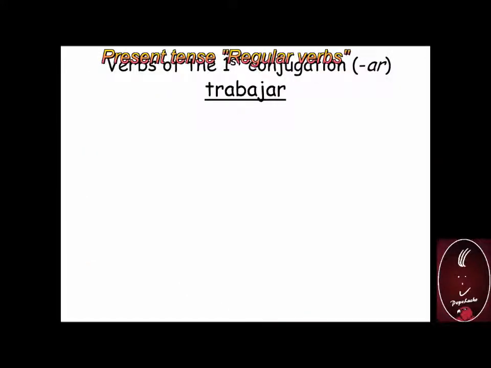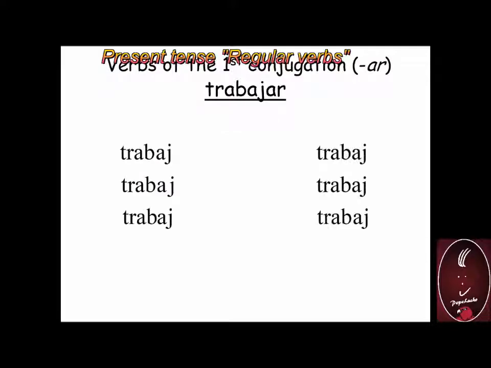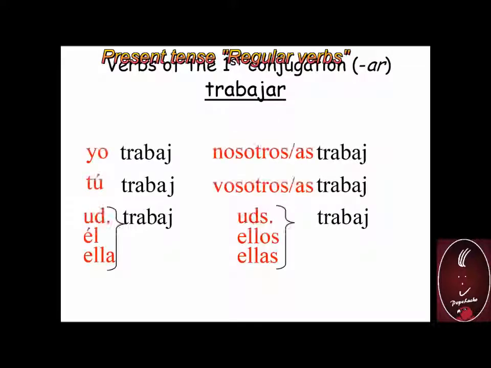Let's get another verb. Another example. Trabajar. Same. We drop the ending and we work with the stem. The subject pronouns. The endings. Yo trabajo, trabajas, trabaja, trabajamos, trabajáis, trabajan. So, as you can see, we use the same endings as the previous verb. What is the emphasis? Trabajo, trabajas, trabaja, trabajamos, trabajáis, trabajan.